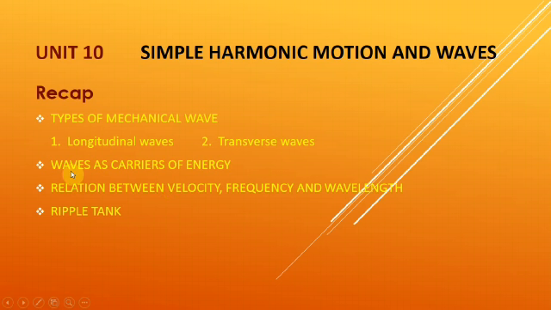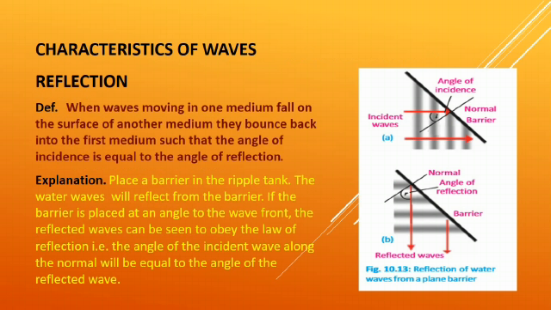Then we discussed waves as carriers of energy, and we proved that waves carry energy from one place to the other. Then we proved a formula relating velocity, frequency and wavelength, that was V equals F lambda. And finally we discussed the ripple tank, which is a device used to produce water waves and to study their characteristics.